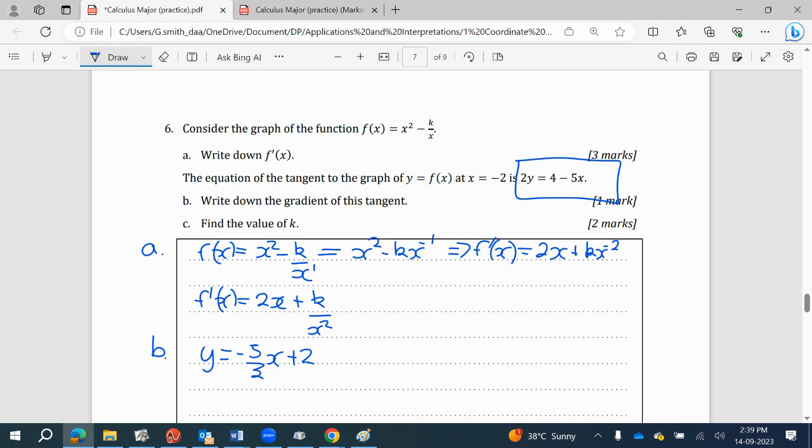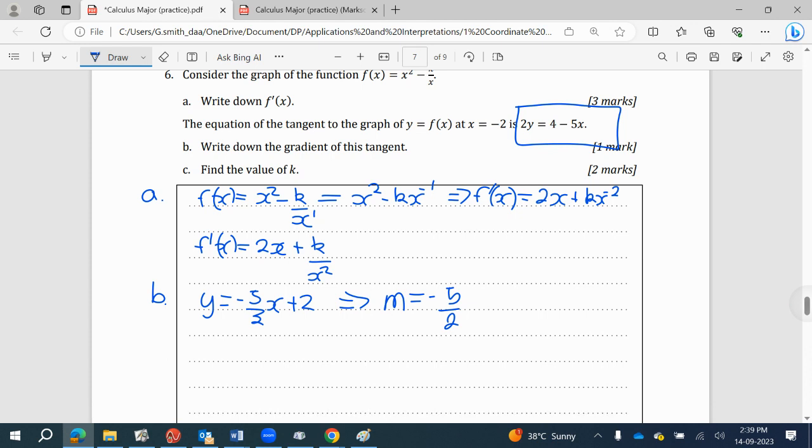Thank you. So this implies, what is the gradient? Minus 5 over 2. I make sure that when I write my answer, it's clear. I noticed it wasn't clear there, but as long as the answer is clear, I'm going to get my points. So B, what is the gradient of the tangent? We've got that now. So we can find the value of k.